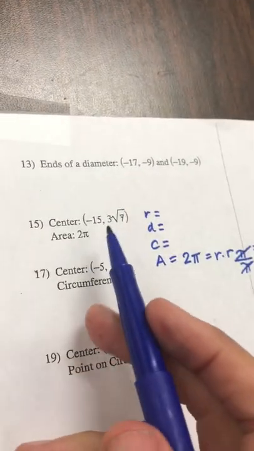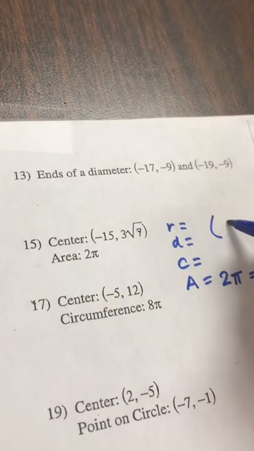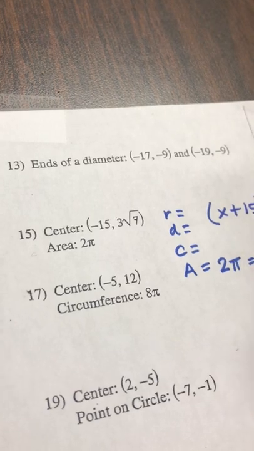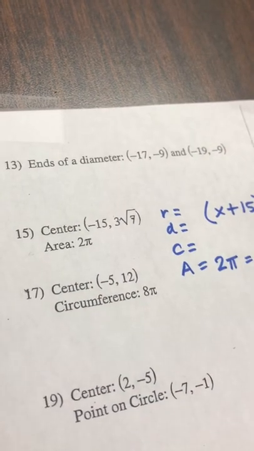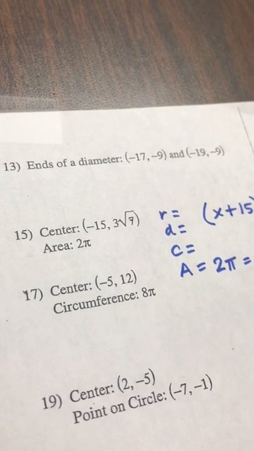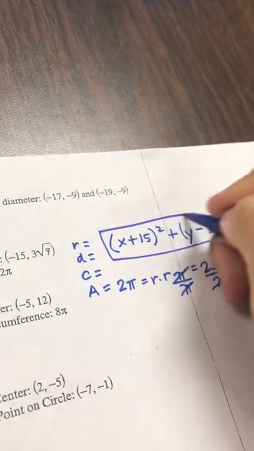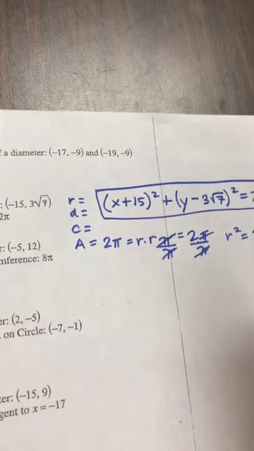I think that's going to be easy enough. Our center is right there. Okay, so our center is at -15, so we'd put x plus 15. And our center is at y positive, so we'll put -3 times the square root of 7 squared. And we already know our radius squared is 2, so we're done. Ta-da! You might not like the way it looks, but that's definitely the answer there.